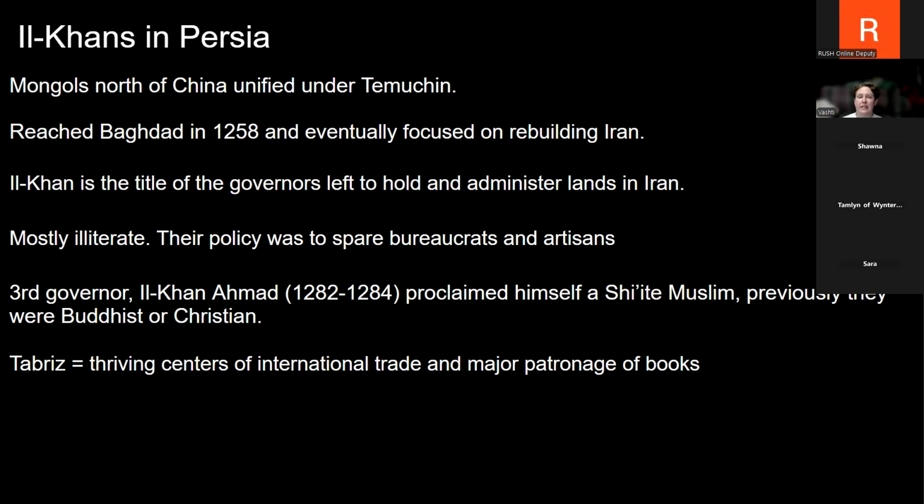This is still a largely nomadic culture, but at this point, the people who've come in and taken over are mostly literate, not only in Chinese, but also a little bit in Arabic. They're familiar with it just from interactions in Central Asia between the two groups. And their major policy, even when they were coming in and taking over, was that if you were useful to them, they tried not to kill you. So bureaucrats and artisans largely survived.